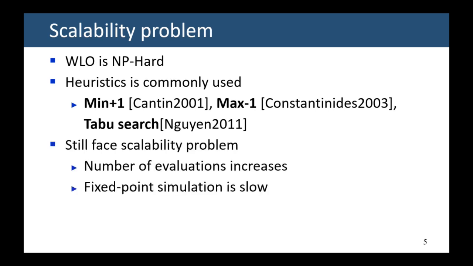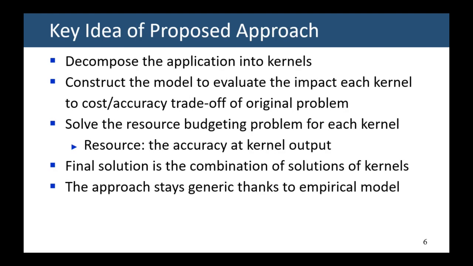However, it still faces the scalability problem when the application contains a lot of word lengths for optimization. The heuristic is a gradient-based algorithm, so it evaluates the neighboring solutions to find the best gradient at each iteration. When the number of variables increases, the number of solutions for evaluation increases quickly. Besides, fixed-point simulation is one or two orders of magnitude slower than floating-point simulation, so all of these make the exploration process very long and face a scalability problem.